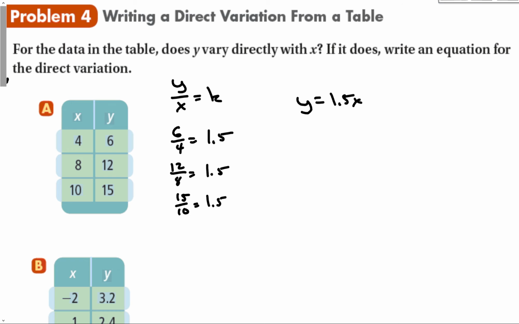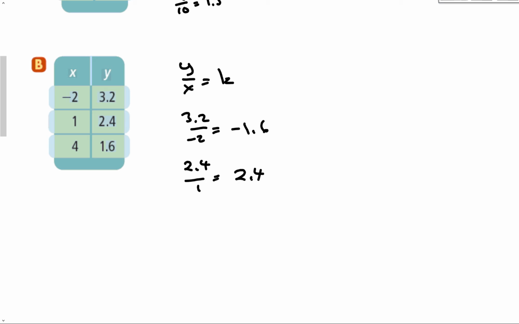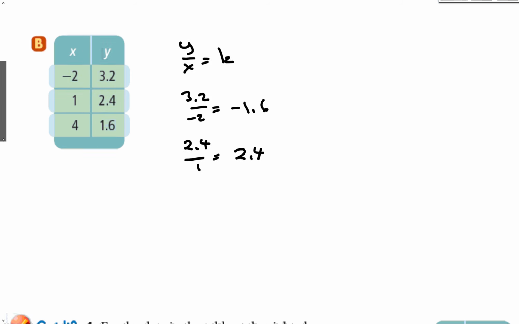Okay, let's look at part B. Again, I'm going to check and see if each data point is equal to a constant. So 3.2 over negative 2 is going to be equal to negative 1.6. And already I can tell this is not going to work because 2.4 over 1 is 2.4. So this is not direct variation. And in fact, 1.6 over 4 is also something different. This is not direct variation, so I can't write an equation for it.